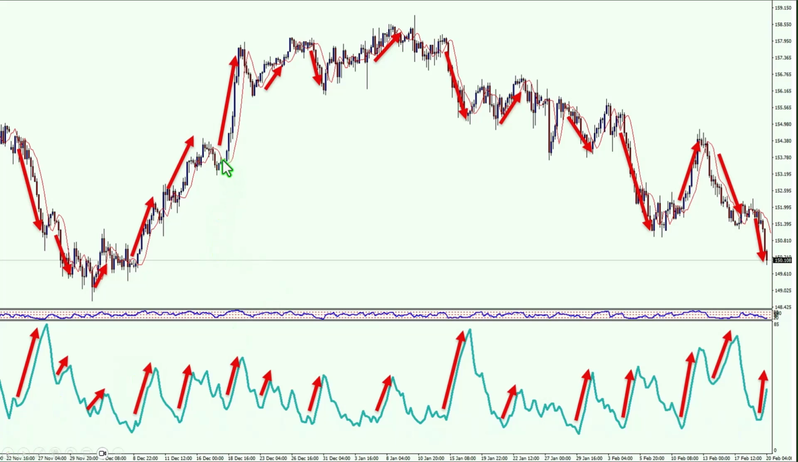There we are. You can see this one. Look at that one. Hook there, hook there. Look at the fantastic trend that it caught. So the hooks play a big role in this indicator.